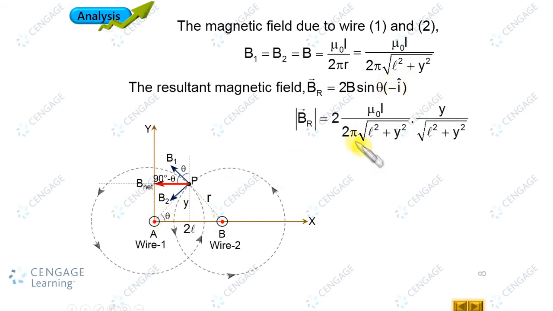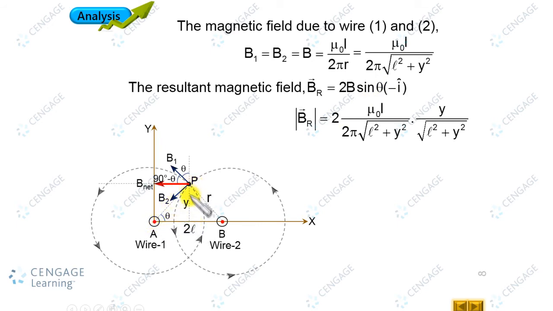Now we can write the expression for the resultant magnetic field: 2 times the value of B, which is mu naught I divided by 2 pi under root L square plus R square, times sin theta, which we can find from this triangle because this is small r.